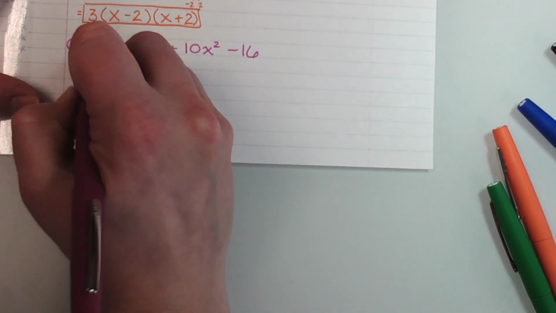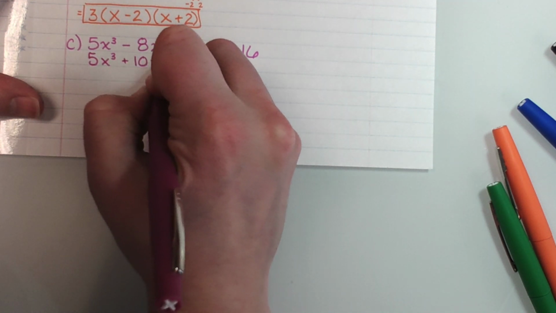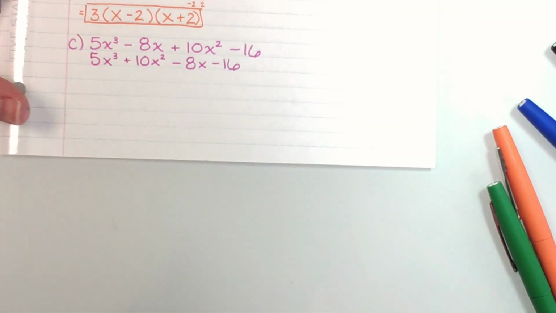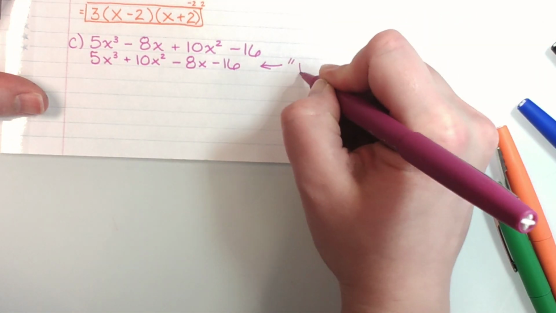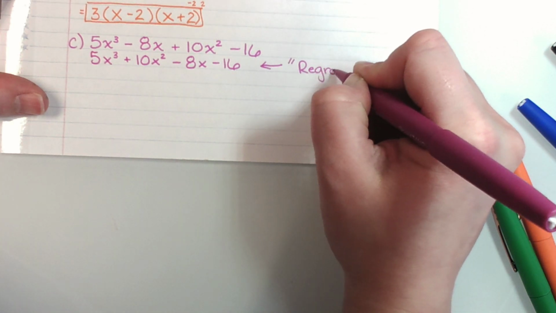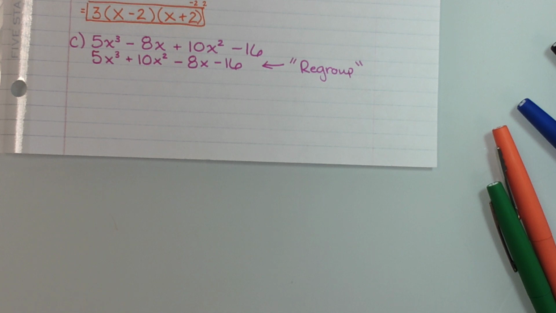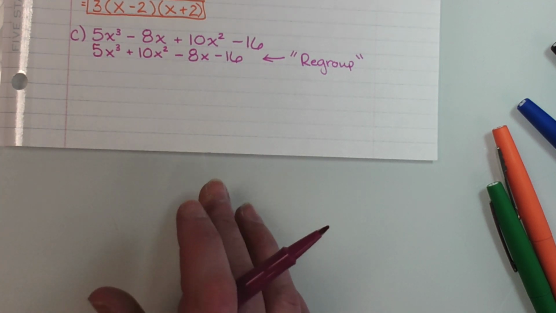There are also times where you might have to regroup in order to get it to factor. So, if it helps you to flip it around, this is what regroup means, is flip those around and then do the 2 halves. You don't always have to do this. We'll talk about when you have to do it here in just a second when it pops up to that point where we check.